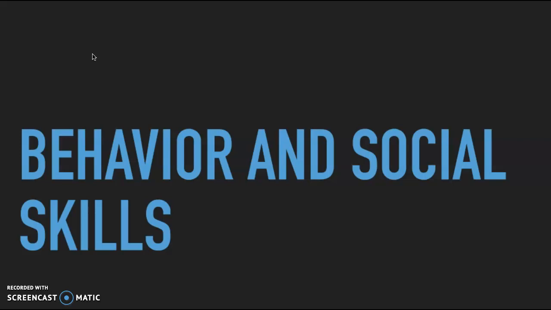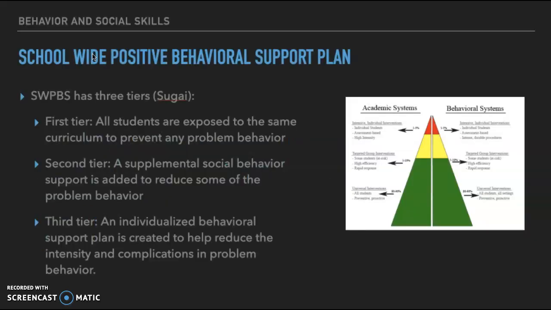Behavioral and social skills. School-wide positive behavioral support plan. School-wide positive behavioral support plans are plans to support positive behaviors. They are to help prevent bad behavior by celebrating good behavior. There are 3 tiers. In the first tier, students are exposed to the same curriculum to prevent any problem behavior. In the second tier, a supplemental social behavioral support is added to reduce some of the problem behavior. And the third tier is an individualized behavioral support plan created to help reduce the intensity and complications of problem behavior.